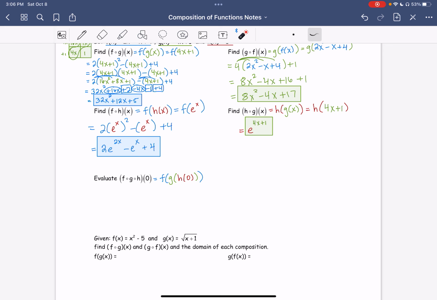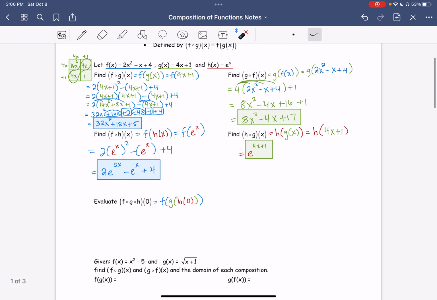Okay, so just like before, we're going to start with the inside. So on the very inside, I see h of 0. That's telling me that x equals 0 for the h function, because that's the first letter on the inside. So I'm going to go to the h equation, and where x is, I'm going to plug in a 0. So that's going to be e to the power of 0.